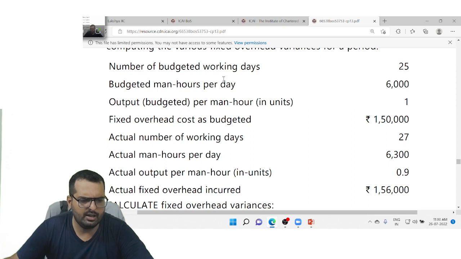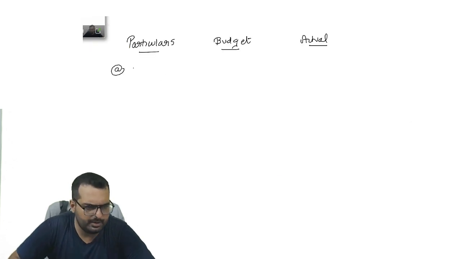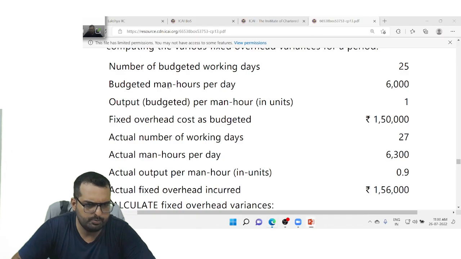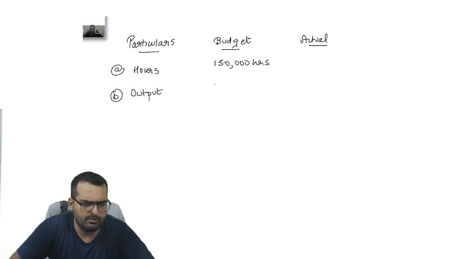How many men are there, have they told? So that's total they have given, is it? So that's 1,50,000 hours is what they have given. So I'll write down the budgeted hours is equal to 1,50,000 hours. Second one, I'll write down output. They have told one output per man hour is 1 unit per hour. So here, how many units will I get? I will get 1,50,000 units.